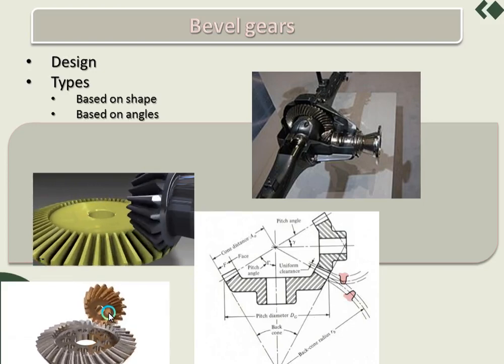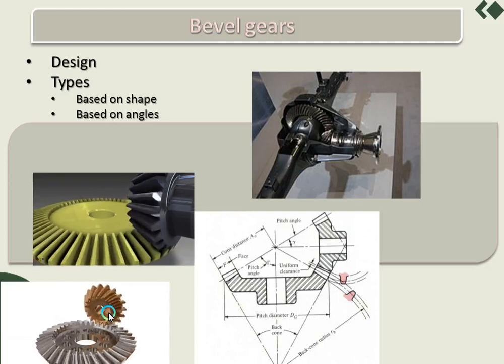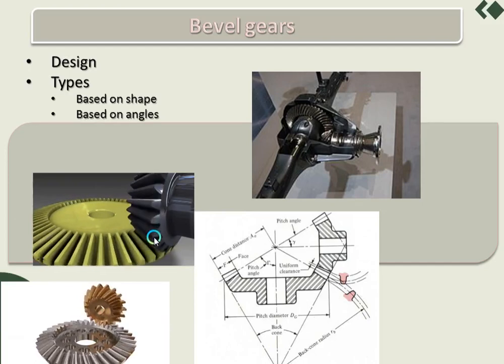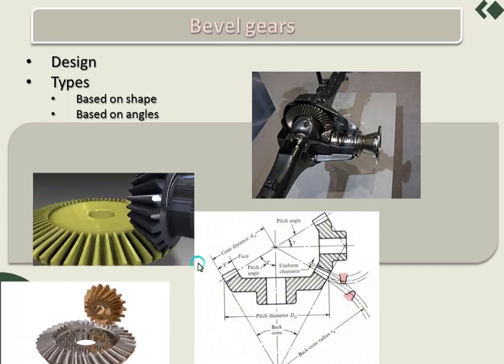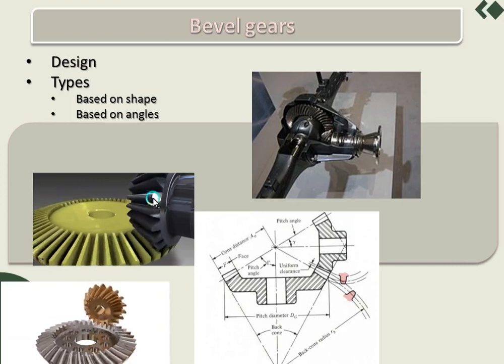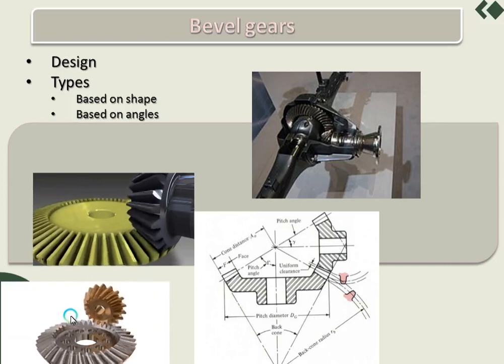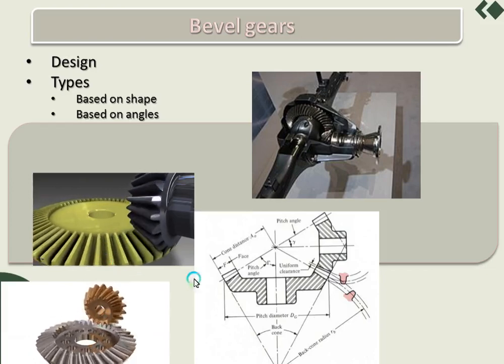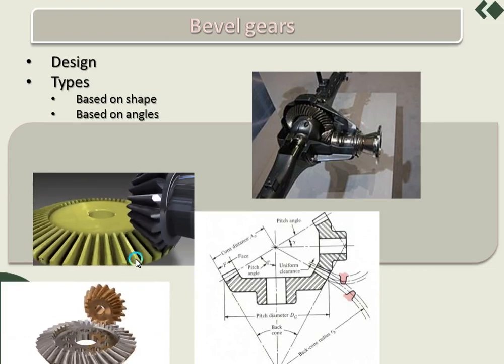As in the case of helical gears we have discussed, the same thing goes here. Based on the shape of the tooth we can have two types of bevel gears. One is the straight or parallel teeth bevel gear, and the other type is the helical tooth, or we call it the spiral bevel gear. Both provide different advantages and disadvantages.